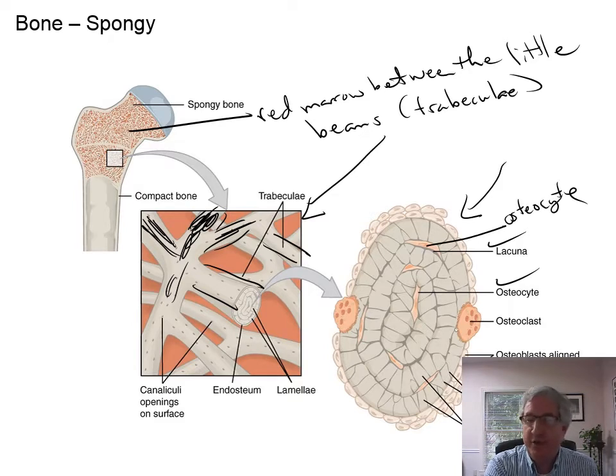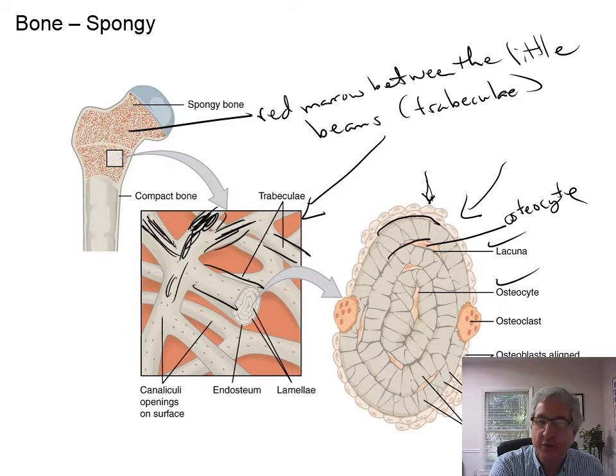And you also have some other things here. You have these cells around the outside. These are osteoblasts, and you have osteoclasts. Osteoblasts make bone, osteoclasts break down bone. Don't worry about that just yet. We'll worry about that later on. And each one of these is referred to as a lamella.